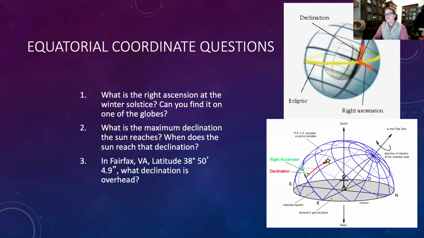So here are some questions to ponder as well. Again, you can put the answers to these in the comment section. What is the right ascension at the winter solstice? Can you find it on one of these two globes that I've got up here? What is the maximum declination the sun reaches? When does the sun reach that declination? Fairfax, Virginia, the latitude is 38 degrees, 50 minutes, 4.9 seconds. What declination is overhead? Meaning, what is the line of declination that passes directly through the zenith?